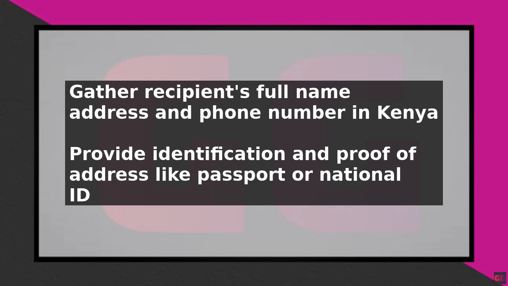If you are sending money online, you will need to create an account with the service and log in to initiate the transfer. If you are sending money in person, you will need to visit a local agent location. At the agent location, you will need to fill out a transfer form and provide the necessary identification and information. The agent will then process the transfer and give you a receipt with a tracking number.